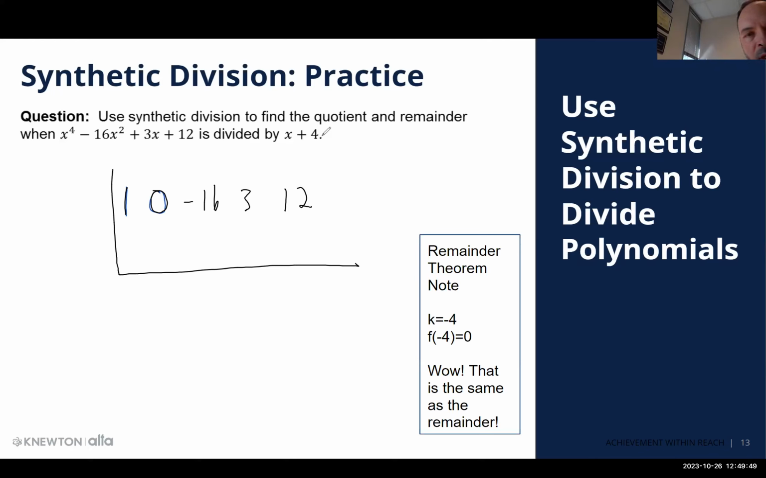And then the x plus 4, I want to rewrite as x minus negative 4, because what I want to use is a negative 4. So I'm going to bring down the 1, multiply the negative 4 and the 1, that gives me a negative 4. 0 plus negative 4 is a negative 4. Negative 4 times negative 4 is positive 16. So this is going to be a 0.